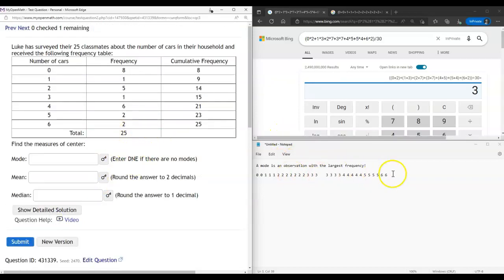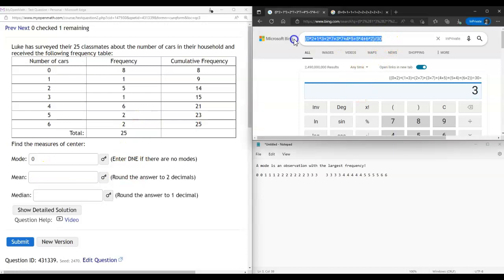For practice, we have to compute another mode. A mode is an observation with the largest frequency. We can have none, one, or multiple modes. In this case, the largest frequency is 8, and the only observation with the largest frequency is 0. So the mode is 0.